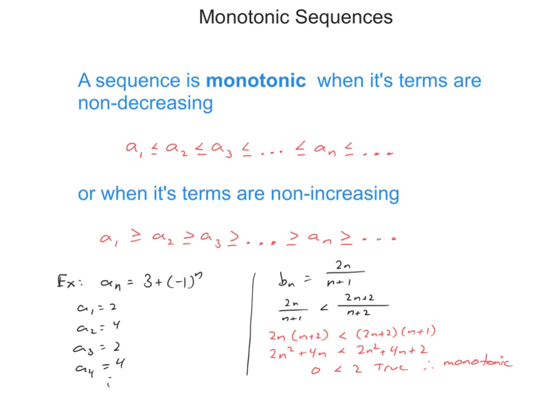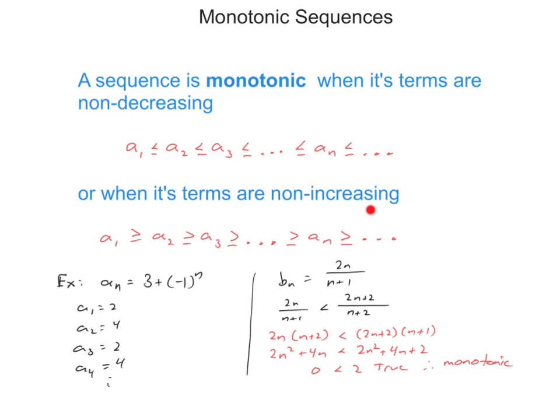In other words, if it's non-decreasing, that means that a sub 1 is going to be the smallest term in that sequence. Doesn't mean that a sub 2 can't be equal to it, but a sub 1 will be smaller. And then a sub 2, and we're just going to keep going up. And we know that the next term is always going to be either a little bit bigger than or equal to the previous term. Okay, so the values of the terms are not going down.